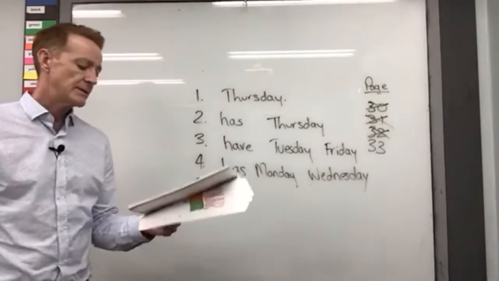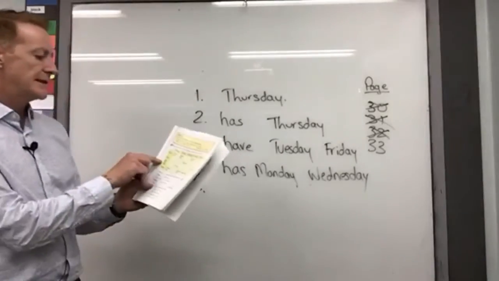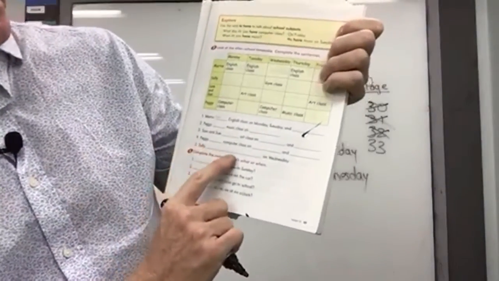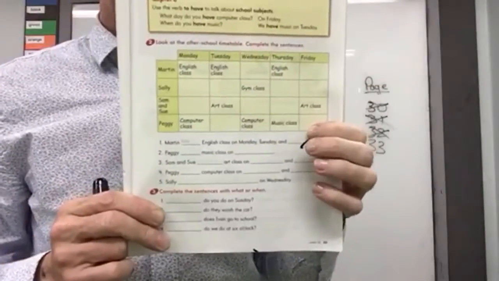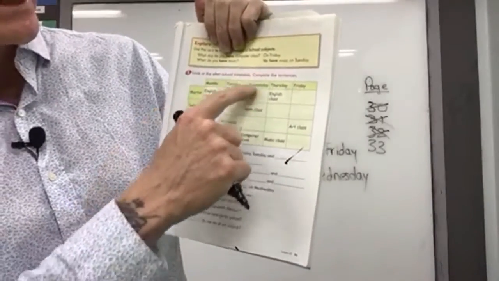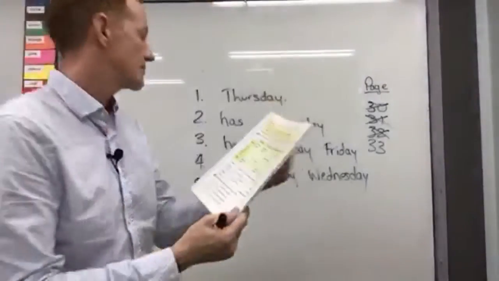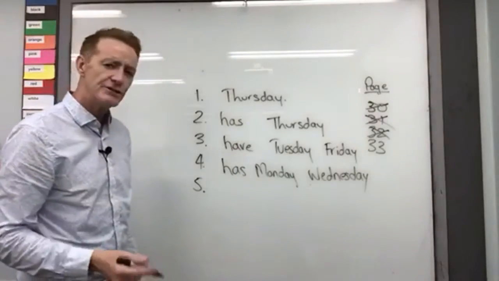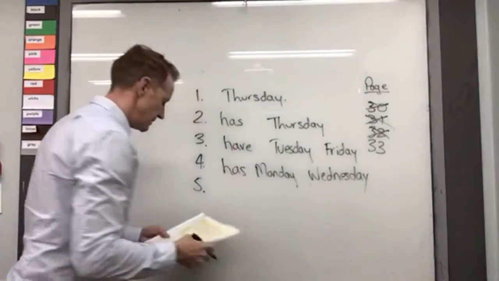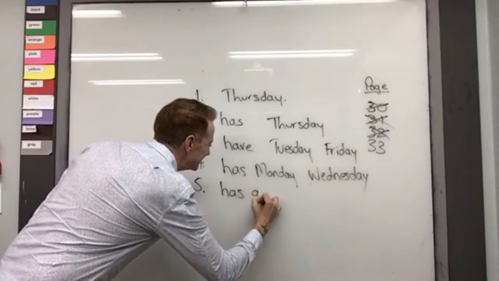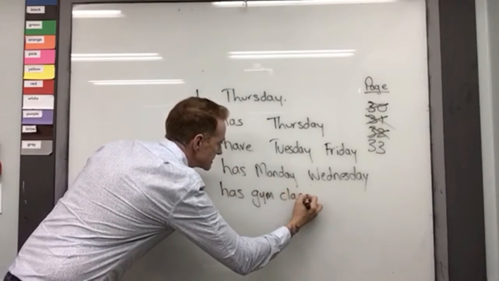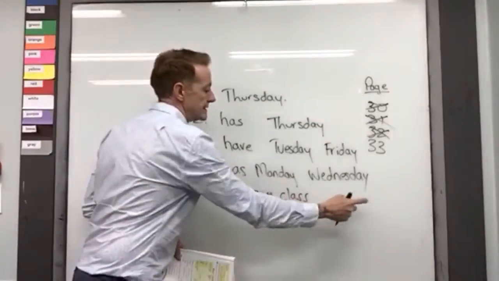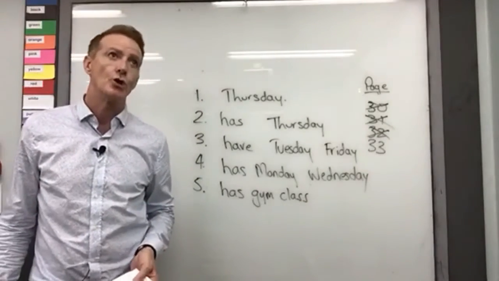All right, number 5, last one. Sally. Have a look at Sally, the second one here. What's this question? Sally blank blank blank on Wednesday. Sally, Wednesday, gym class. Sally, one person, has or have? Sally has gym class on Wednesday.